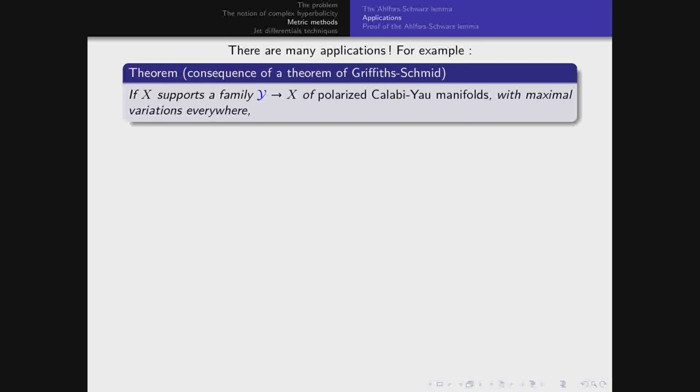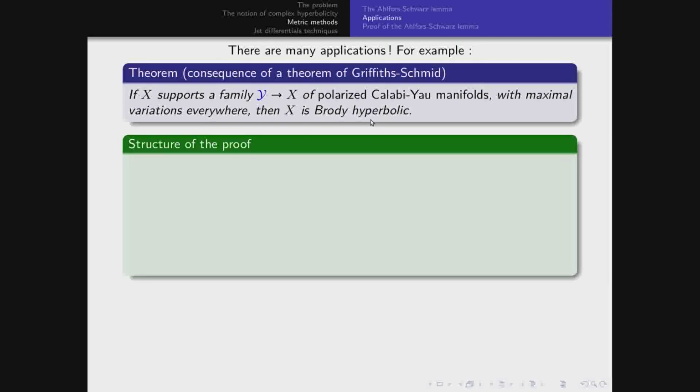So if you assume that X supports a family of polarized Calabi-Yau manifolds, then a theorem of Griffiths and Schmid will have as a consequence that if this family has maximal variations everywhere, so I will not give you the full details of what it means, then X is Brody hyperbolic. So the idea of the proof is to use this family to produce a metric with holomorphic sectional curvature on X, which is bounded from above by a negative constant. So how do you do that?